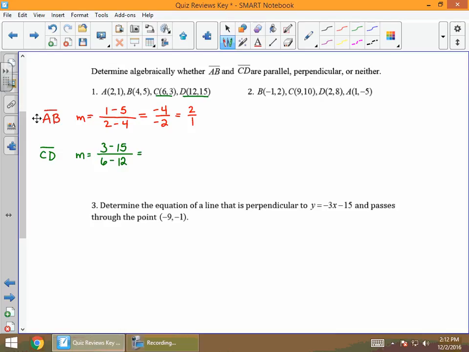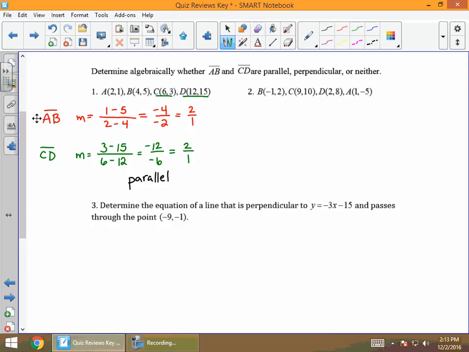3 minus 15 is negative 12. 6 minus 12 is negative 6. Simplify to 2 over 1. So looking at the two slopes, they are both exactly the same, and when slopes are the same, they are parallel. So parallel, because the two slopes are the same.